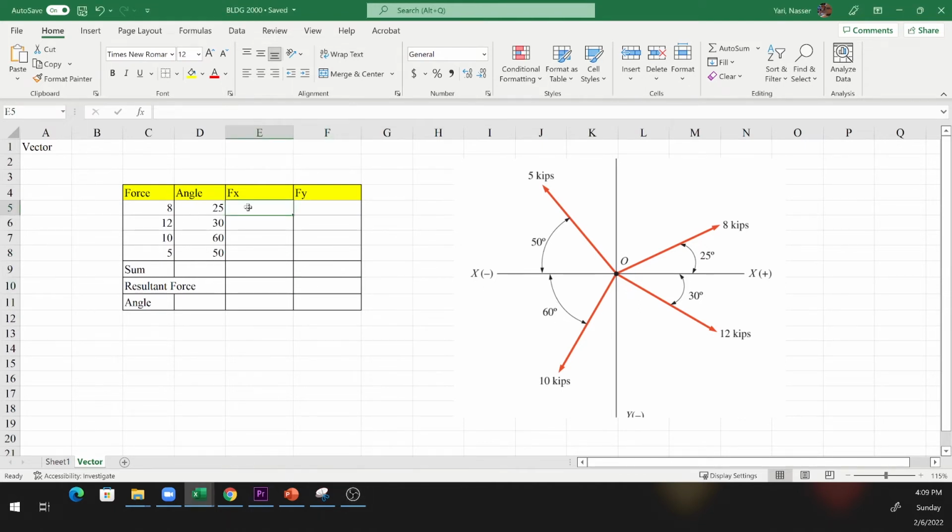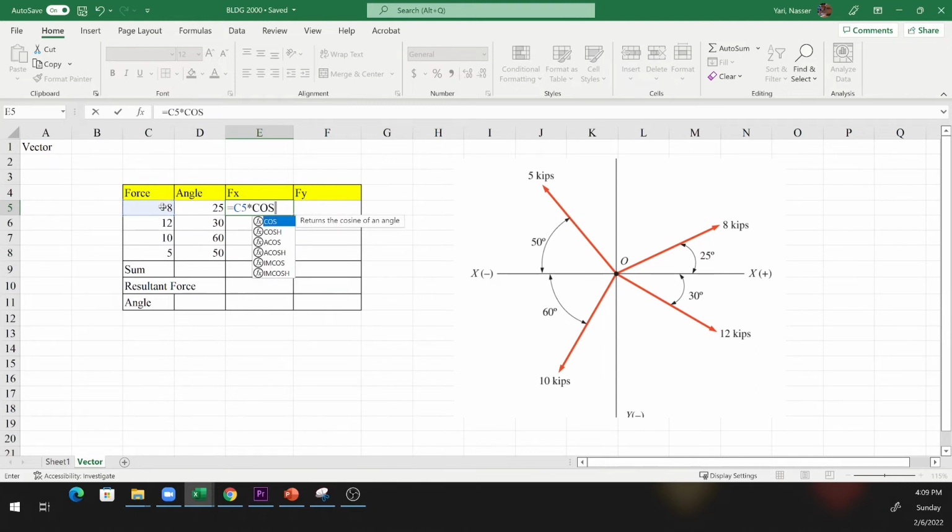So first I'm going to go ahead and do the F of x. I'm going to type in equal, and then put in the force, which is 8, multiply by, then type in cosine, and parentheses open. We have to convert the degree to a radian. Excel does that automatically, so type in RADIANS, just like they have it in front of you, and then open up the parentheses and put the angle in, which is 25 degrees. When you close it, you have to close the parentheses twice, so close the function out and click check.